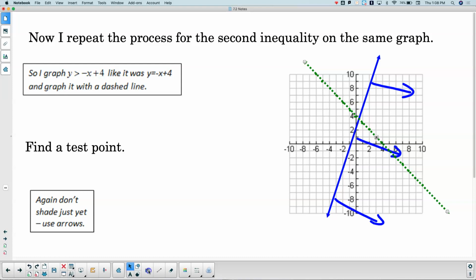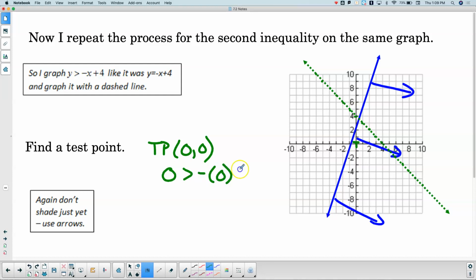Again, I choose a test point. I'm a big proponent of choosing the origin anytime you don't go through the origin. Plugging it back into the original inequality: 0 is greater than negative 0 plus 4. Negative 0 is 0, plus 4 is 4. 0 is greater than 4. Is that a true or a false statement? That is a false statement. So instead of shading towards the origin, I'm going to now shade away from the origin.